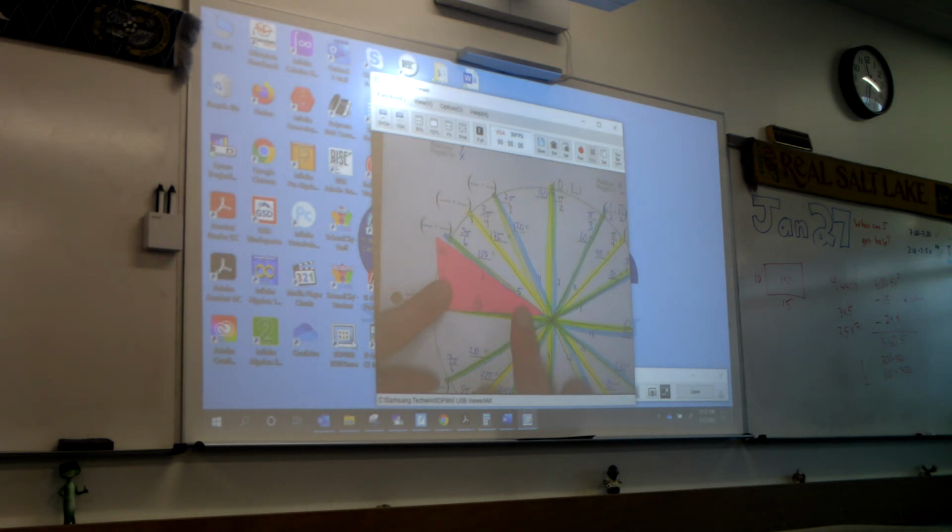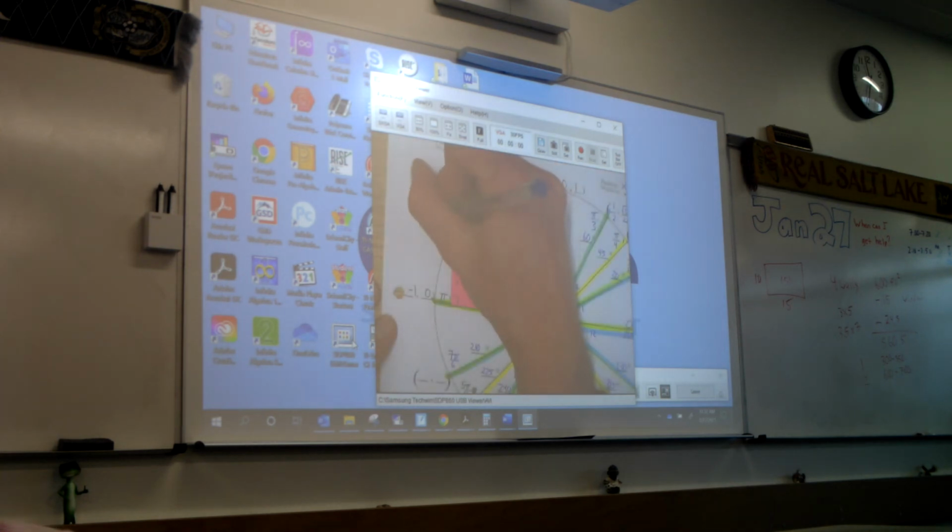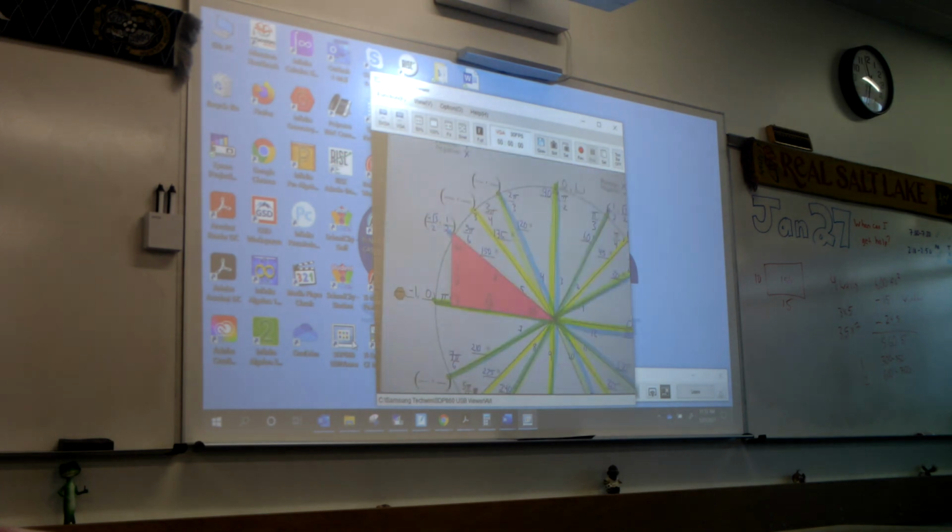So let's start at 150. 150 uses our 30-degree triangle, right? Now I'm going to ask myself, what is the x and what is the y? It's going to be square root of 3 over 2 and 1/2, except we're going to the left now, so this is a negative square root of 3 over 2 for the x, and the y is going to be a positive 1/2.